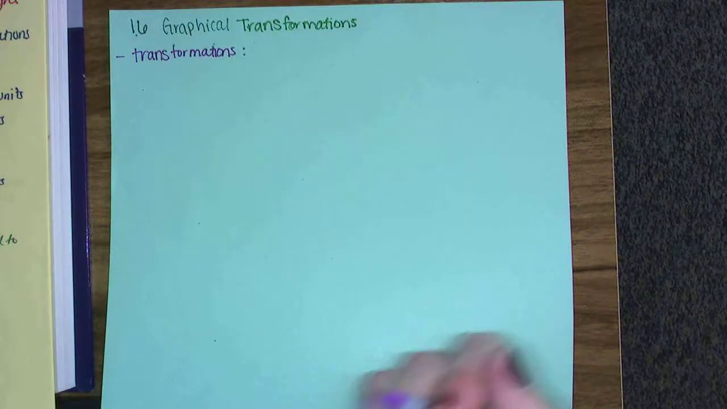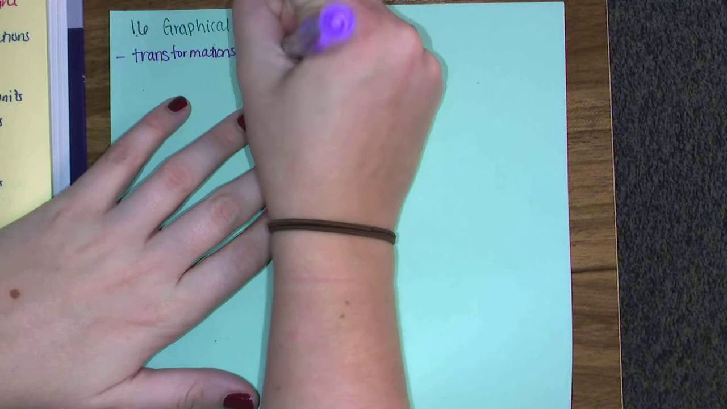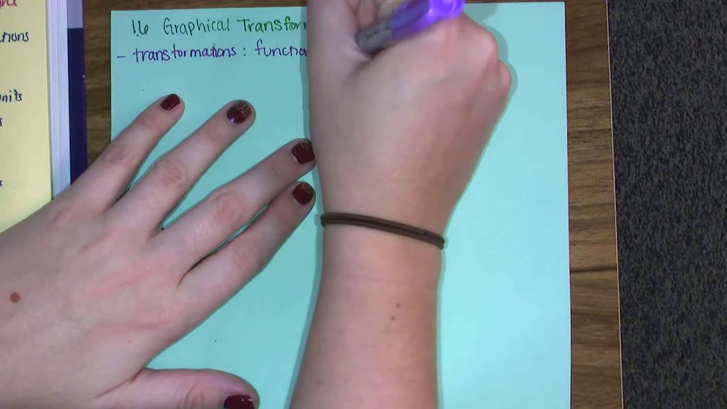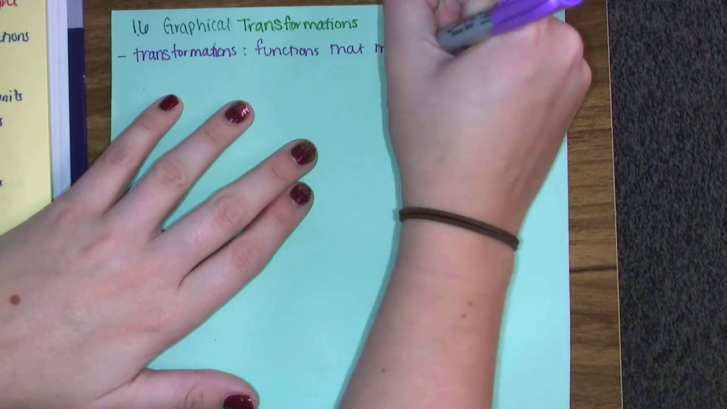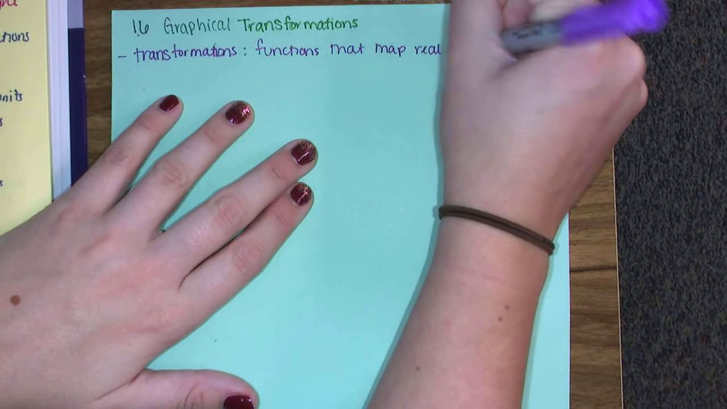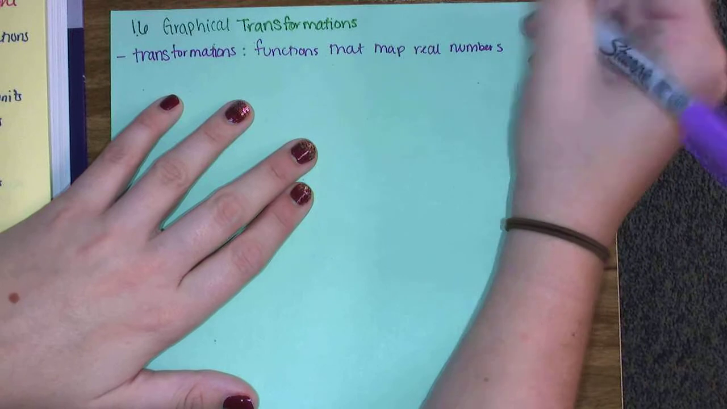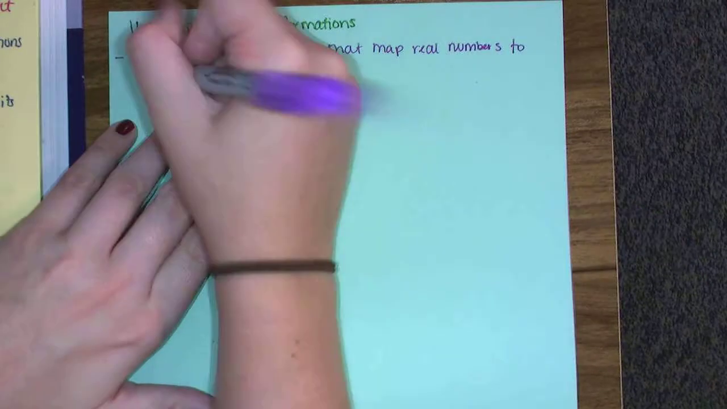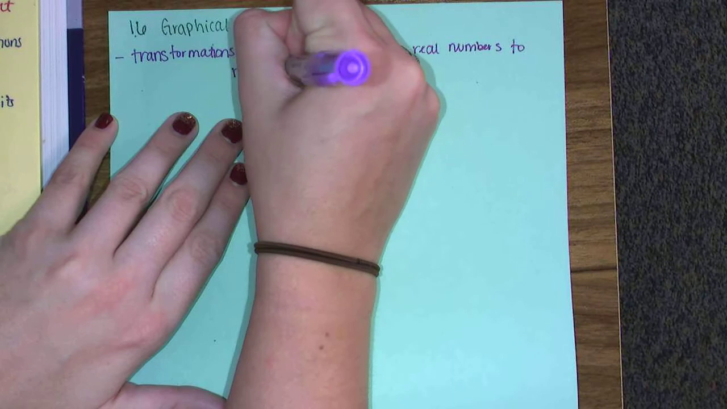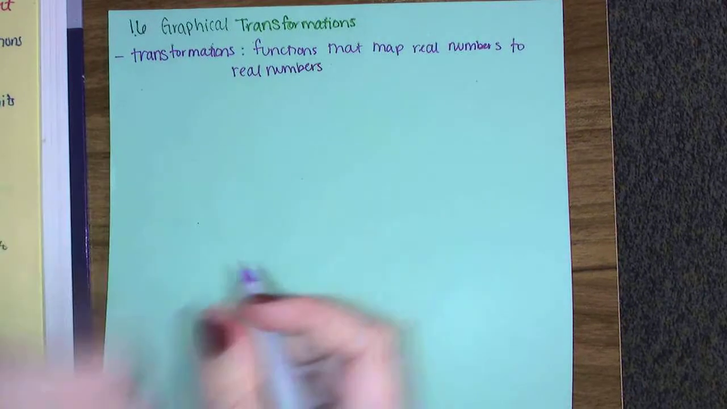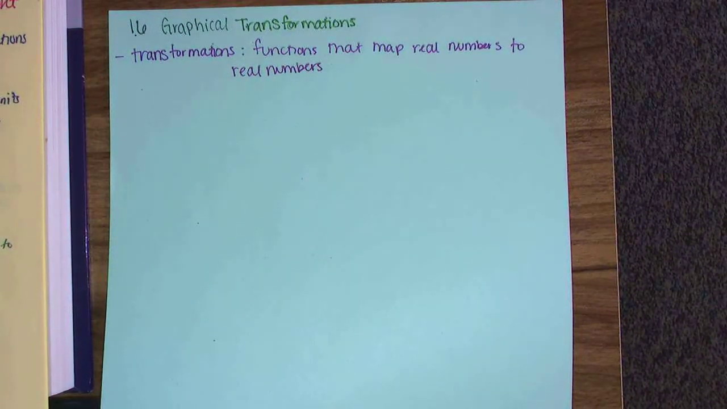All right, transformations: functions that map real numbers to two real numbers. Well, your calculator can transform it, but you're going to have to tell me what's happening with it.